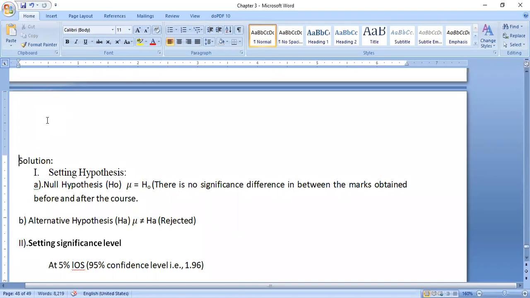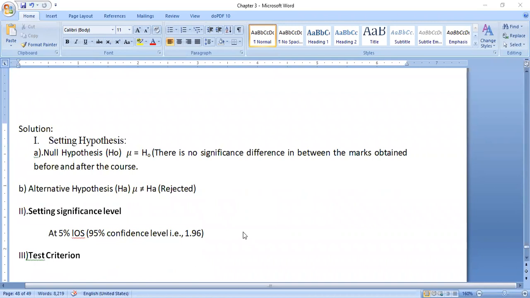So first we will write a setting hypothesis. In setting hypothesis, here null hypothesis, that is H naught, mu is equal to mu naught. There is no difference between the marks obtained before and after the course. We will write the procedure. Then B, alternative hypothesis.